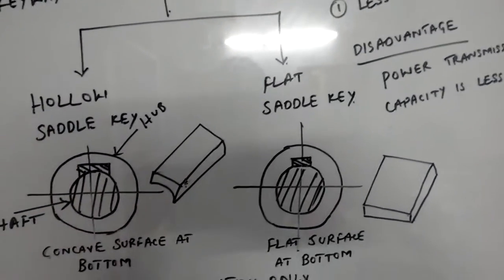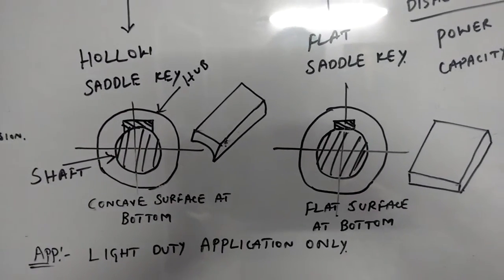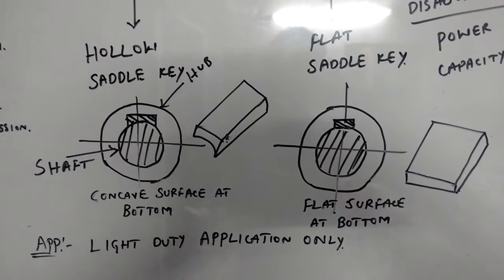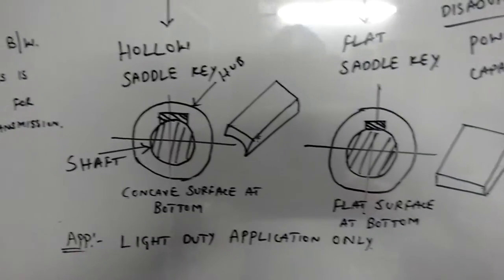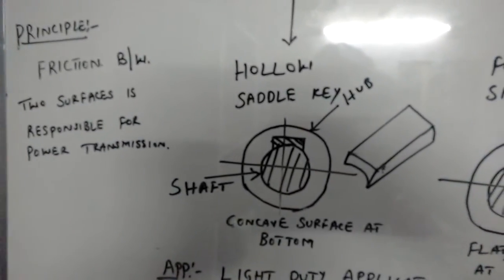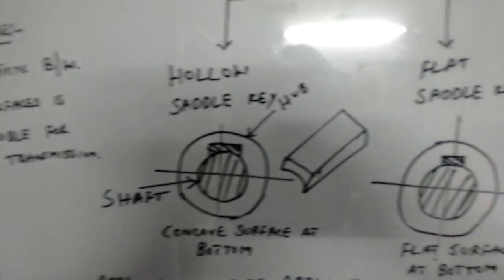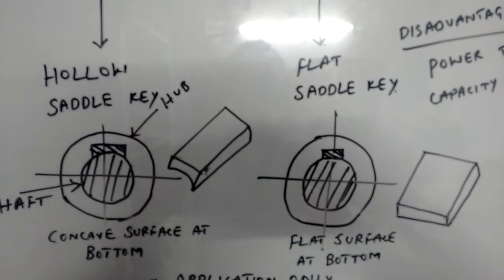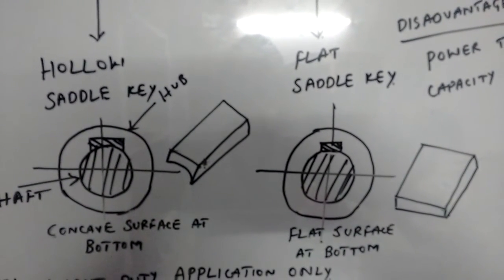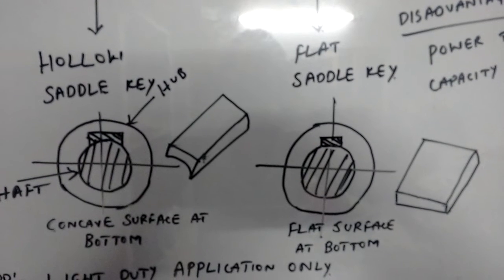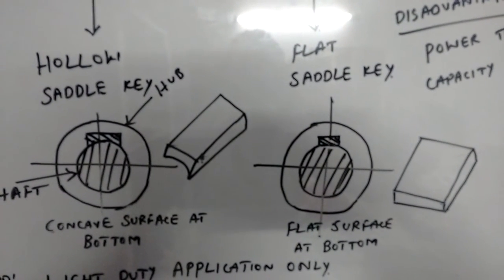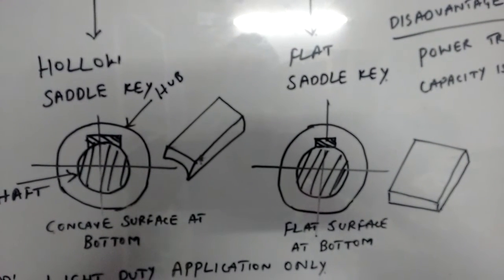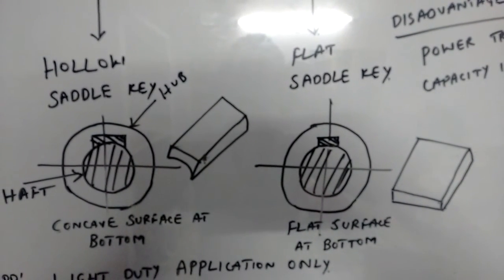Finally, the important points are: saddle keys are for light duty applications only, and the principle involved is that frictional forces are responsible for the power transmission. There are two types of saddle keys: hollow saddle key and flat saddle key. A concave surface at the bottom of the key is present for the hollow saddle key, and a flat surface at the bottom part of the key is present for the flat saddle key.